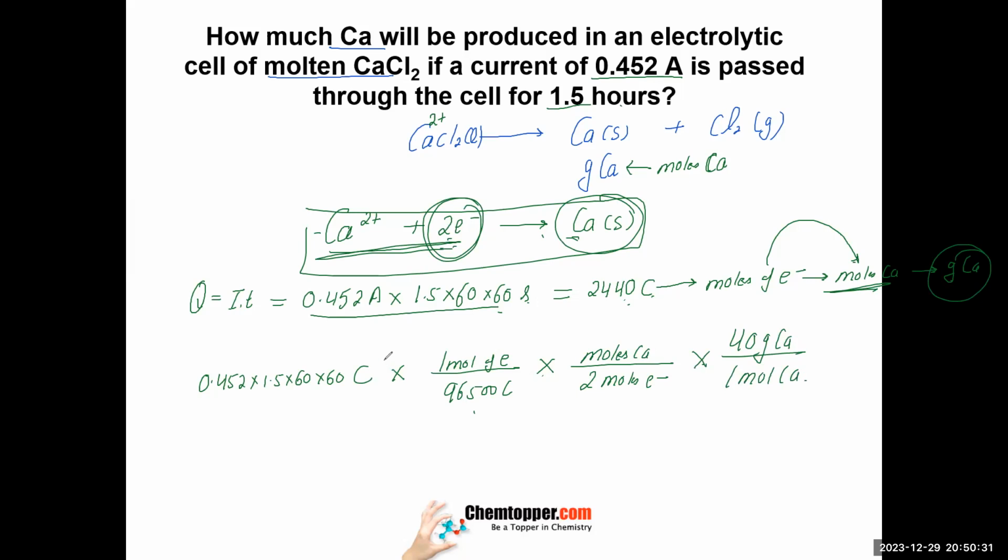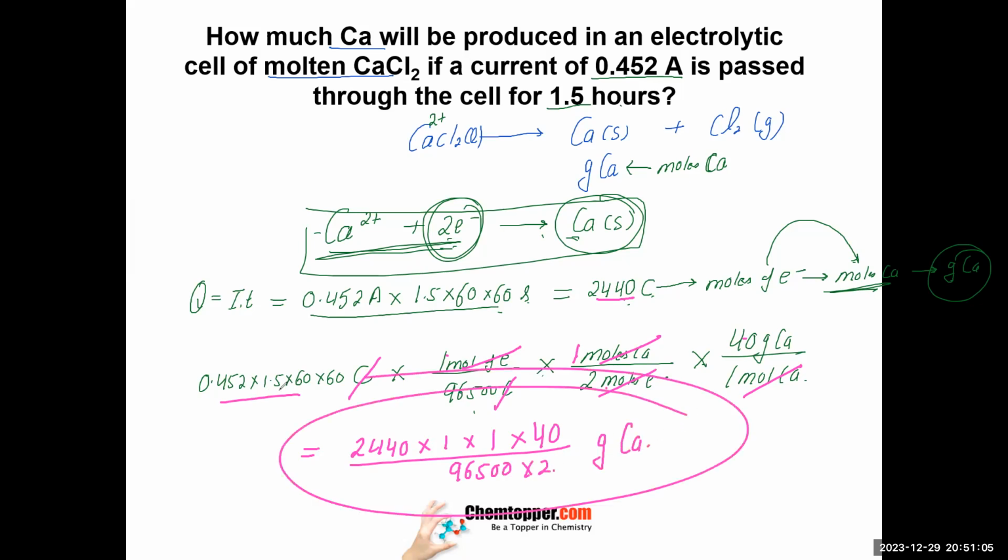Coulombs cancelled. Moles of electrons, moles of calcium. This is 1. So the answer is, this was 2440 times 1 times 1 times this 40 over 96,500. This 2 is also here in the denominator. Grams of calcium. That's the answer. Our answer will go again for 3 significant figures.